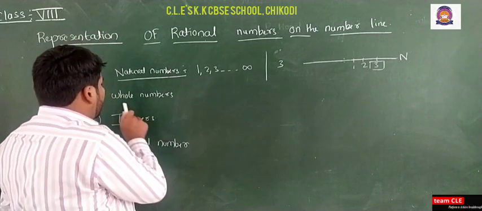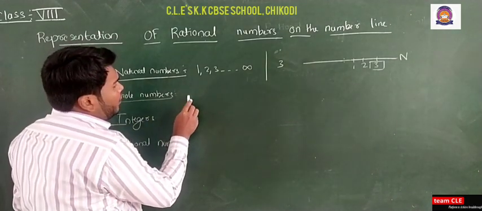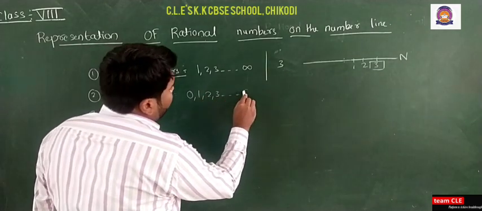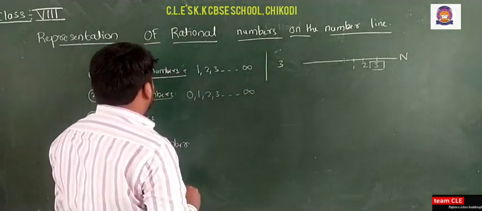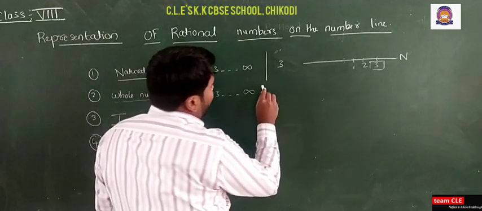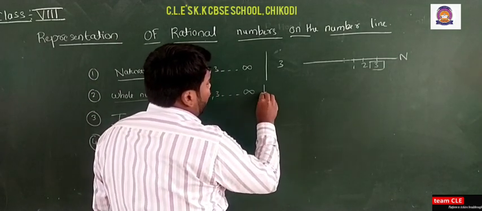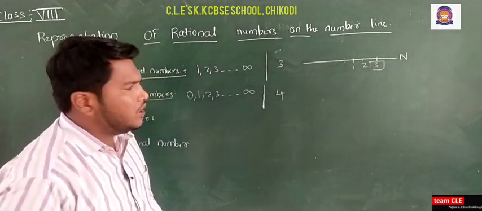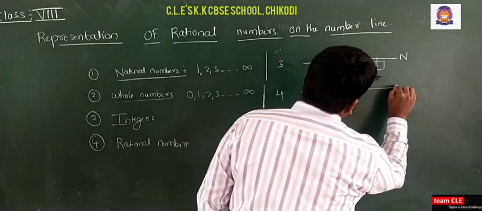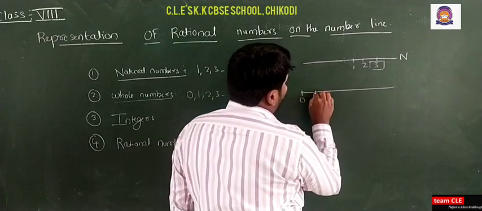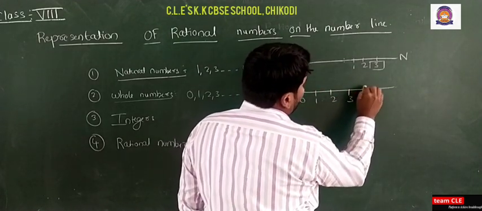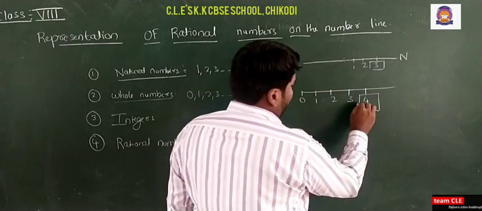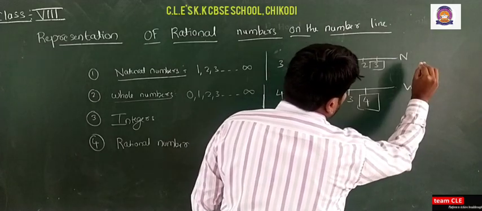Now we come to whole numbers. The definition we already know: 0, 1, 2, 3, and so on up to infinity. Such numbers are called whole numbers. From the whole numbers I choose 4, and I want to plot 4 on the number line. So 0, 1, 2, 3 and 4. So we have plotted the whole number 4.